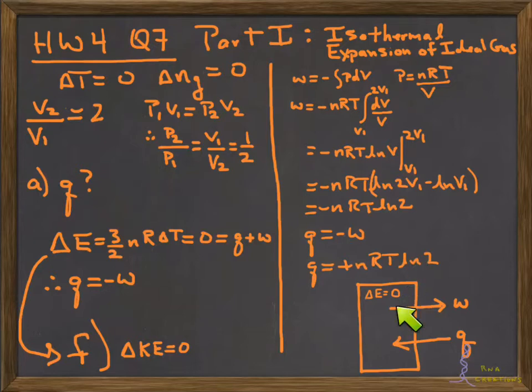Here's the Venn diagram for this process. Delta E is equal to 0 for the reasons we said over here. And so we see that even though it's equal to 0, stuff is happening with Q and W, but it's happening in such a way that their sum is 0. Q is going into the system, and W is coming out. Let's go on now and move on to the next part of the problem.